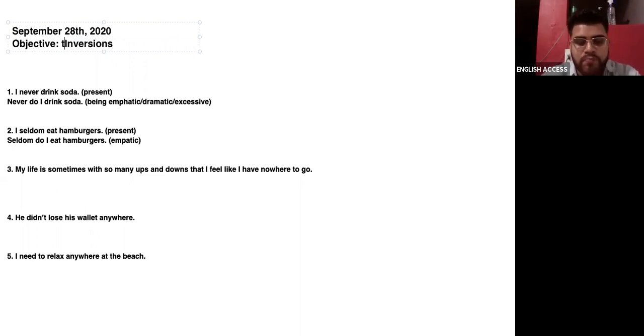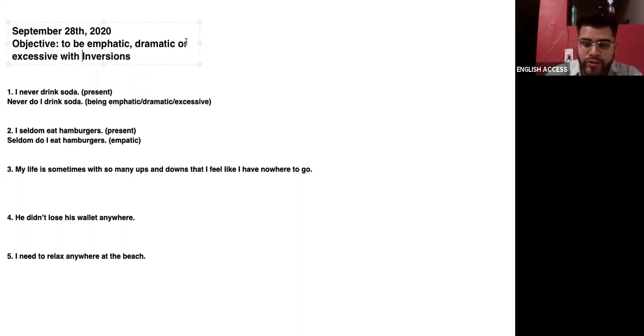We're going to be emphatic, dramatic, or excessive with inversions. Now, what in the world is an inversion? All of you know inversions. Maybe you don't know the inversions we're seeing today because they are extremely advanced. They're C1. But you know what an inversion is.